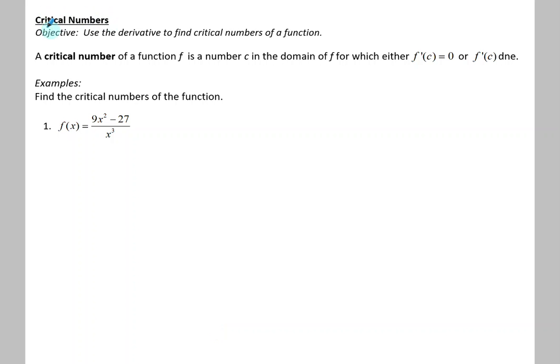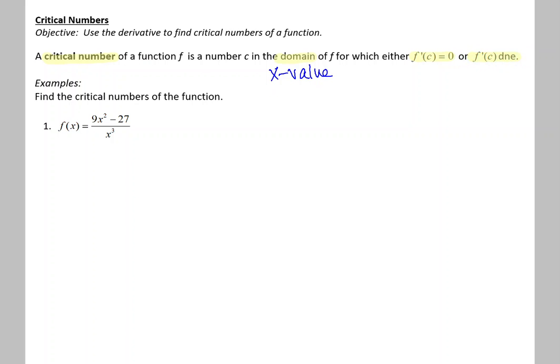Critical numbers. Our objective is to use the derivative to find critical numbers of a function. A critical number of a function f is a number c in the domain of f. I highlight that because that's important. That means critical numbers are x values. So a number c in the domain of f for which either f prime of c equals 0 or f prime of c does not exist.